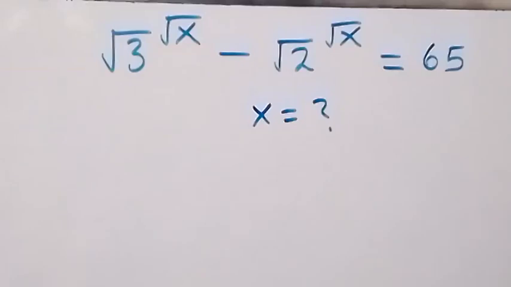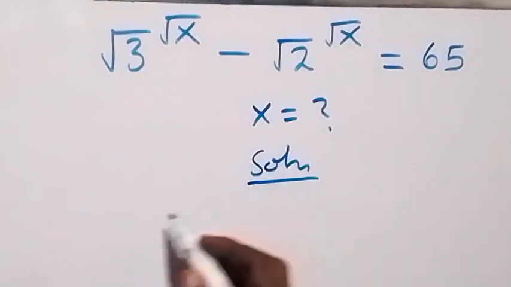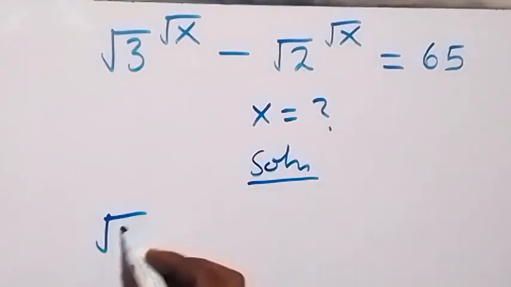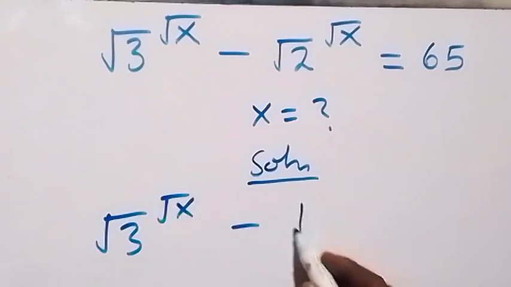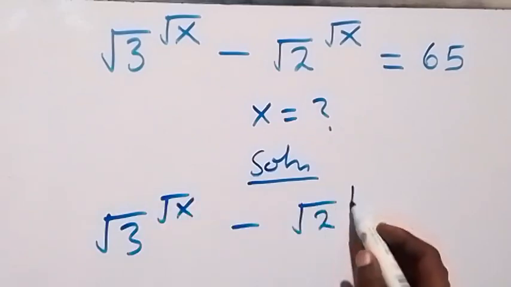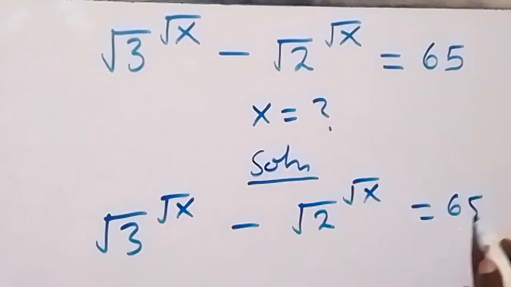Hello, you're welcome to solve for x in this nice exponential equation involving square roots. Here from what is given, which is root 3 raised to power root x minus root 2 raised to power root x equals to 65.